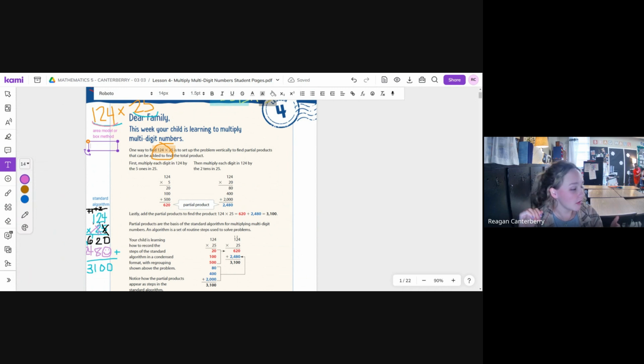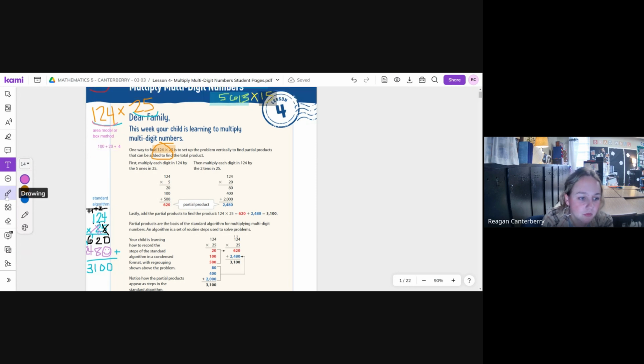All right, so that 1 is in the hundreds place, so that 1 represents 100. That 2 is in the tens place, so that 2 represents 20. And that 4 is in the ones place, so it just represents 4. So this would be 124 in expanded form. With the box method, they need a box, so I'm going to draw that right now.